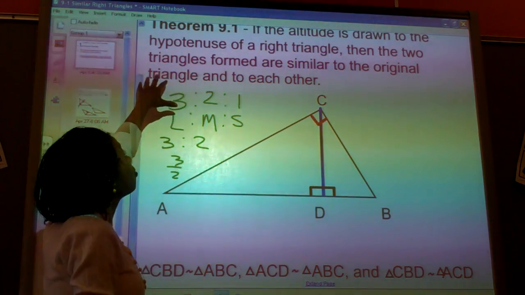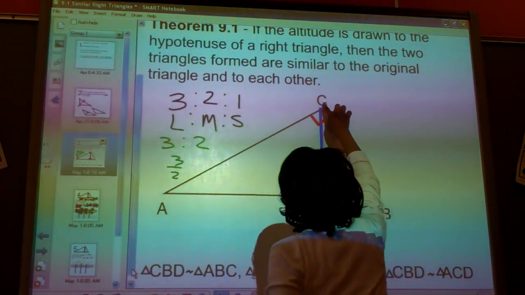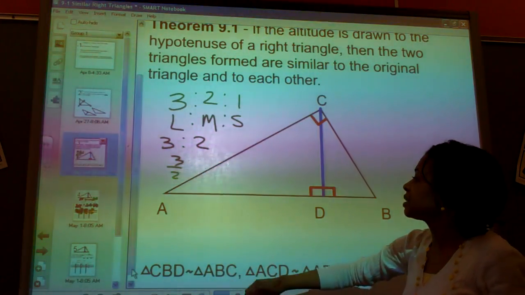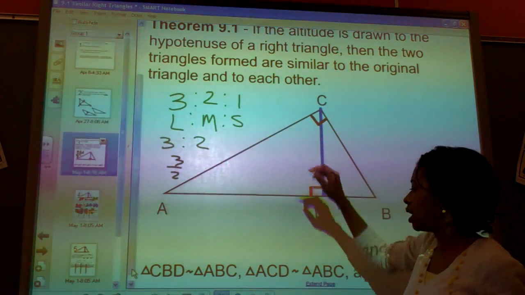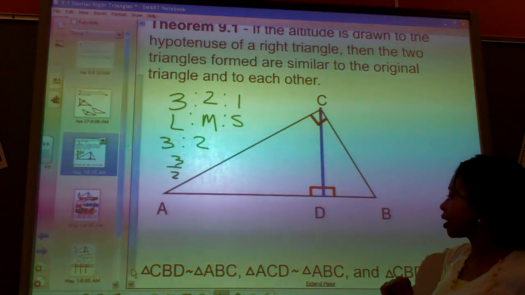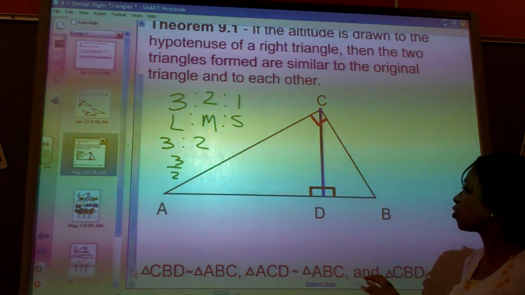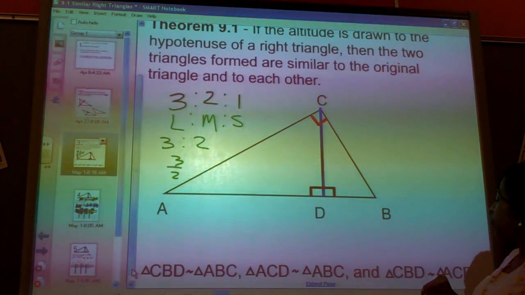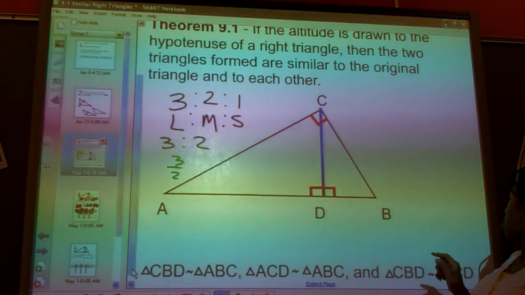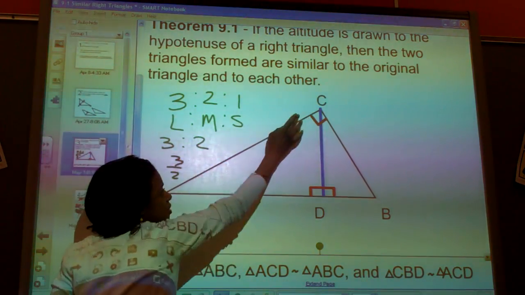Looking at that, Theorem 9.1 says that triangle CBD, the small triangle, is going to be similar to triangle ABC, the large triangle. Then triangle ACD, the medium triangle, is going to be similar to triangle ABC, the large triangle. And then, if I compare the medium and small, CBD on the small compared to the medium is going to be similar to, let me slide over here, ACD.